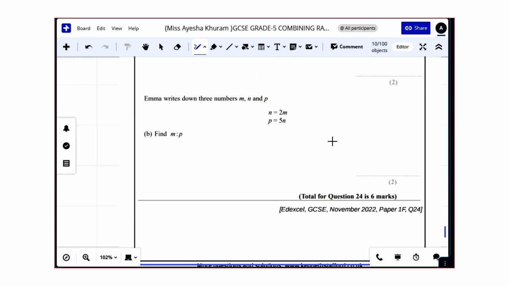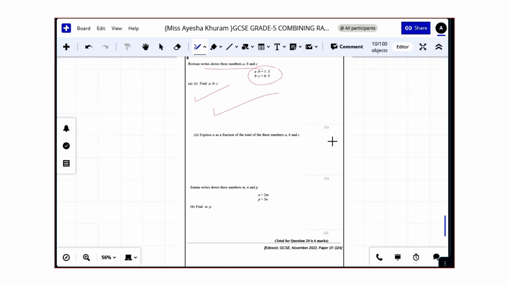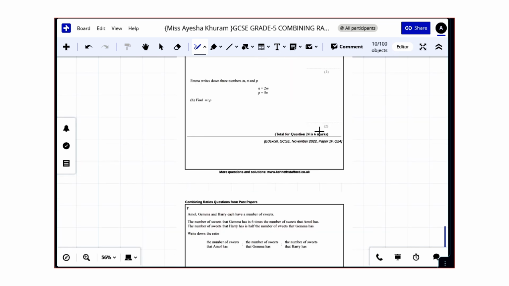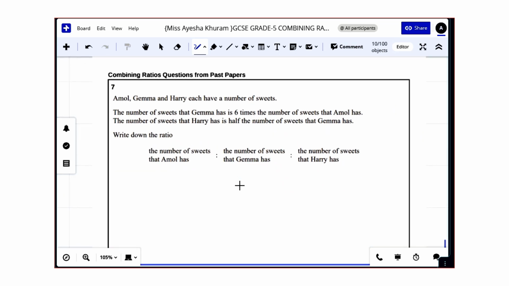Alright, so you can see the whole question. I want you to give it a try. Kids, if you get stuck on this question, you can ask me as well, and give me a comment. I will share the solution with you. It's really important because this came in the 2020 paper. Alright, that's question number 7.